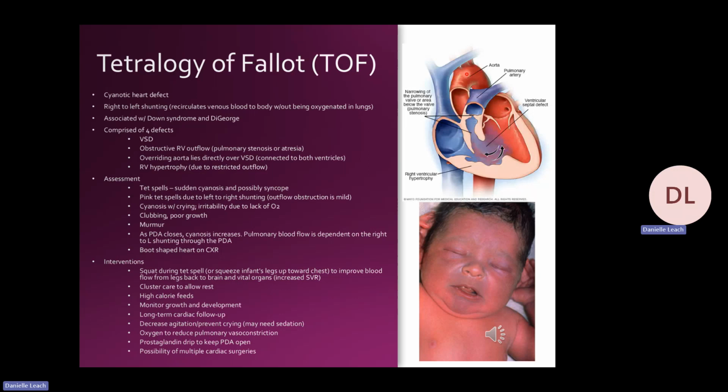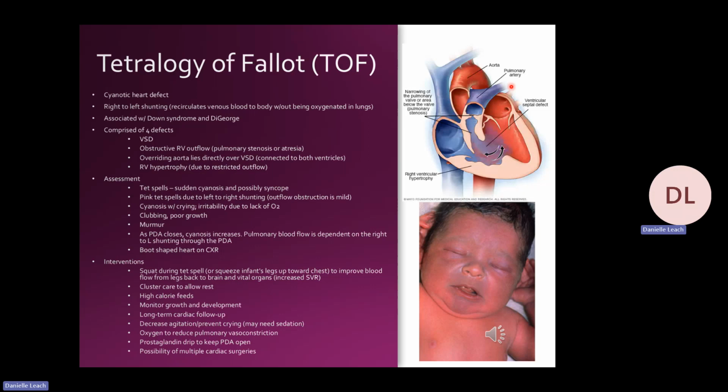Pulmonary blood flow is basically dependent on this PDA, because if we have all this stenosis or atresia here, and we're not getting blood to the lungs, we need the PDA that's connected here from the aorta to get blood to the lungs. So if that completely closes off in some situations, the baby would die. There's not a picture of the x-ray here, but on a chest x-ray, the heart sort of looks like a boot.